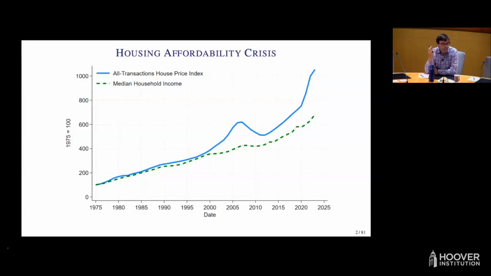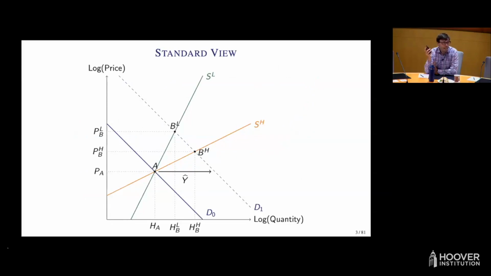This view is exemplified by the YIMBY movement, the recent push behind the abundance agenda, which says that cities like LA, San Francisco, and New York have very steep supply curves. They have very inelastic supply. So in a demand supply diagram, they would look like the green line over here, with quantities on the x-axis and prices on the y-axis. As demand increases in these cities, that's going to be primarily reflected in prices and not so much in quantities.